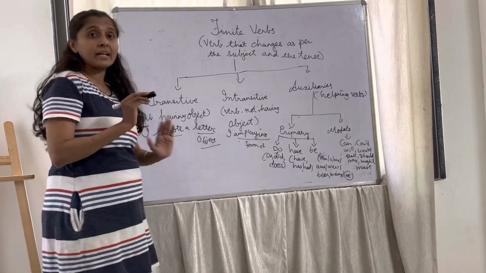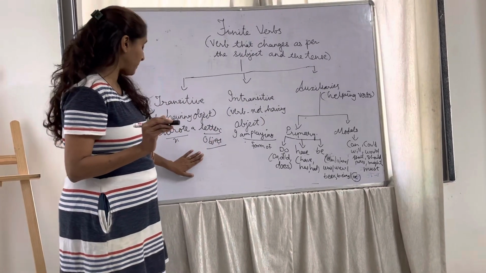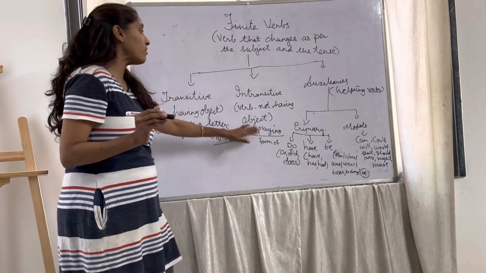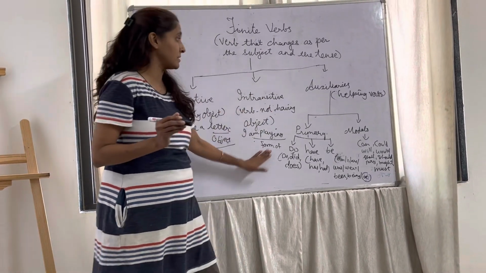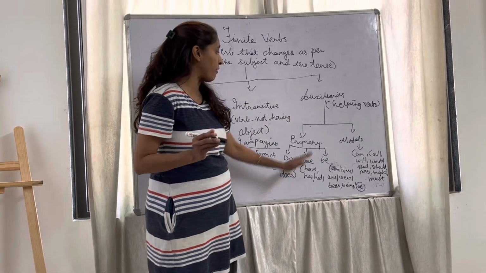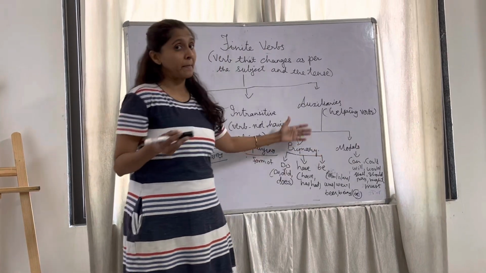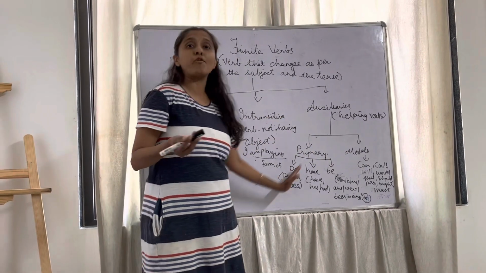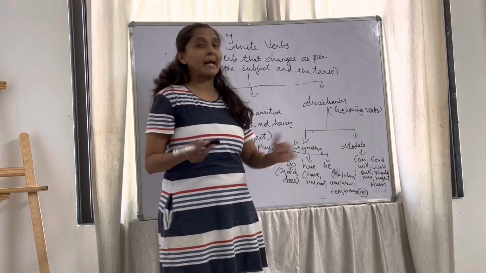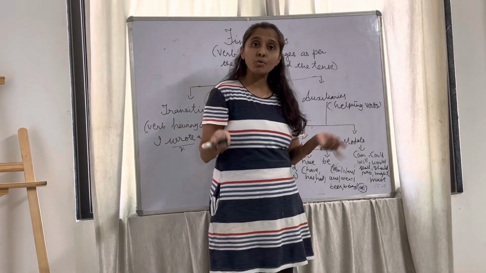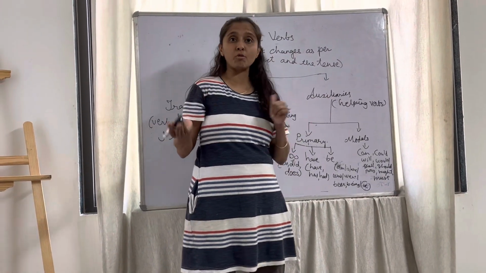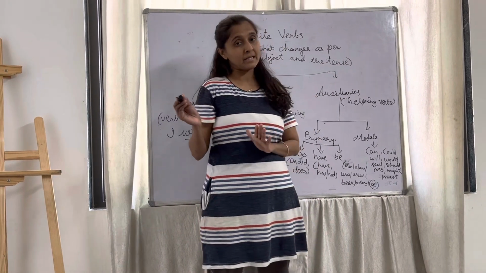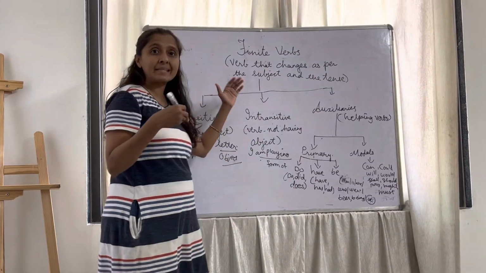Now, transitive has no kind of subcategory, and intransitive also has no categories. In auxiliaries, we have primary and modals. Primary auxiliaries: form of do, form of have, and form of be. And in modals, we have can, could, will, would, shall, should, may, might, and must. I hope the topic is clear.